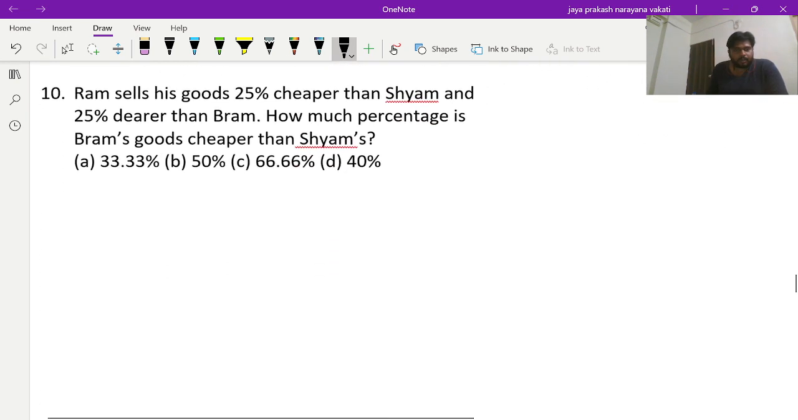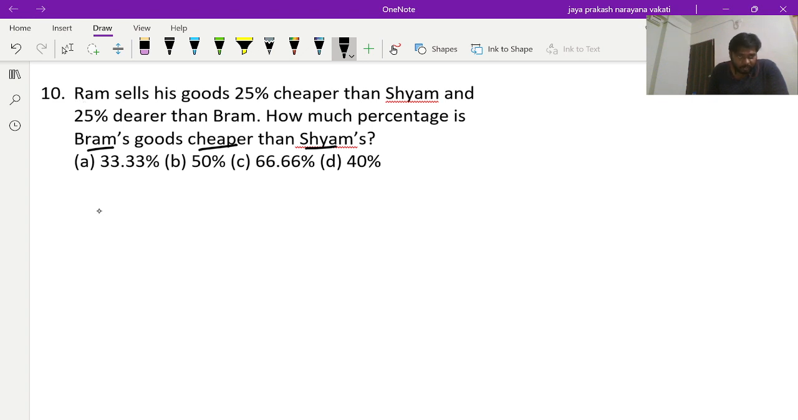So let me go with the 10th problem. This is also a little interesting question, guys. Ram sells his goods 25% cheaper than Sham and 25% dearer than Brahm. How much percentage are Brahm's goods cheaper than Sham's? Whenever cheaper or dearer or whatever is given in this way, you need to try to get a ratio between those two persons. Here you need to get a ratio between Brahm and Sham. The common person in between them is Ram.